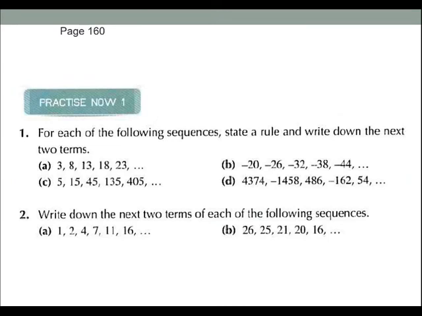Let's see practice 1, which is on page number 160. We have two questions. The first one is: for each of the following sequences, state a rule. So you have to write the rule first and write down the next two terms. What will be the next two terms of these questions? All these four parts, you have to write all of these. And the second question is: write down the next two terms of each of the following sequences. Let's see the first part.